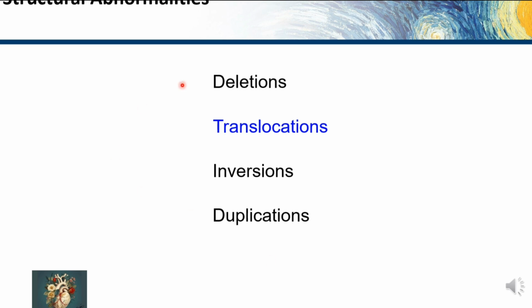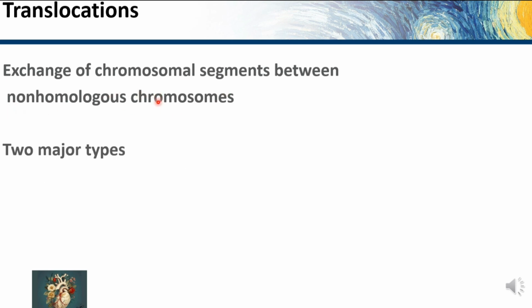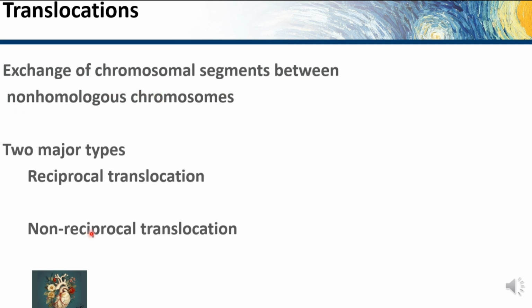So structural abnormalities can also be because of translocations, and translocation means exchange of a chromosomal segment between non-homologous chromosomes. There are two major types of translocation: reciprocal translocations and non-reciprocal translocations.